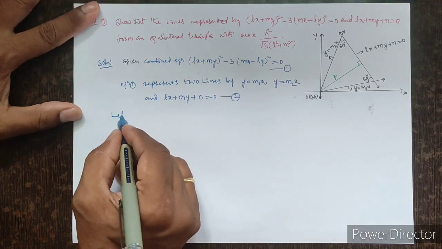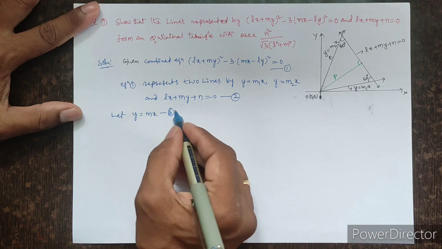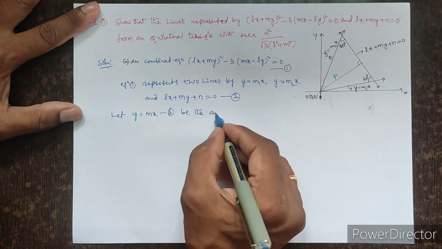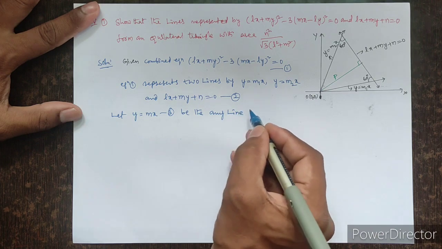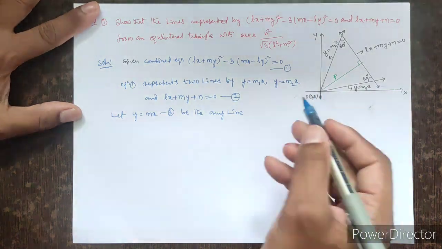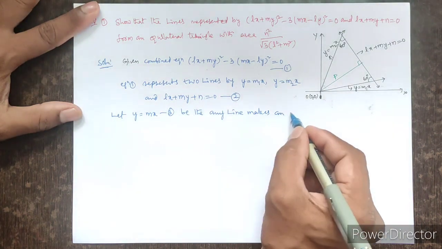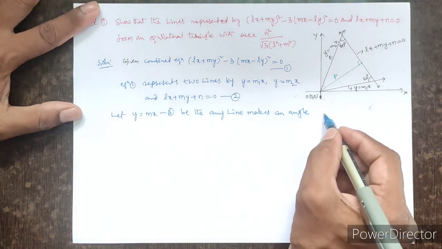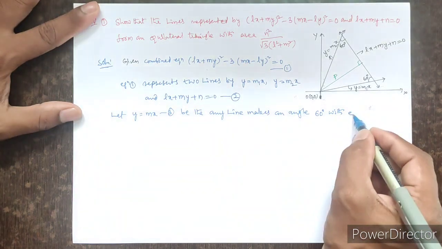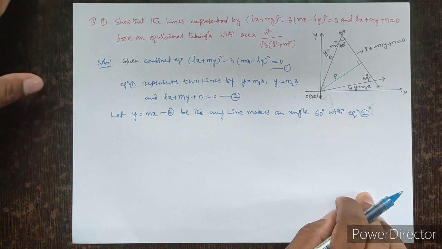Let y equal to mx, that is equation number 3, be any line that may be y equal to m1x or y equal to m2x. The line makes an angle of 60 degrees with the given line, that is equation number 2, Lx plus My plus n equal to 0.